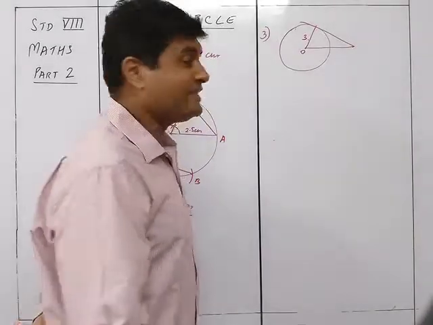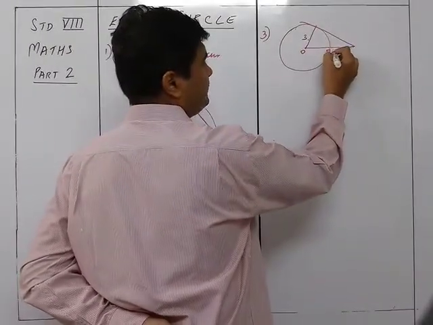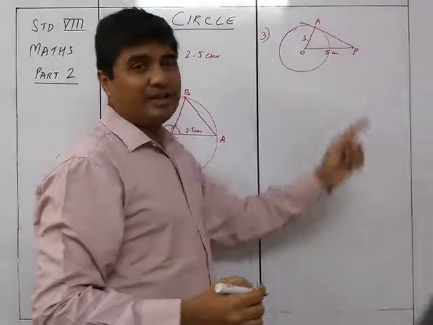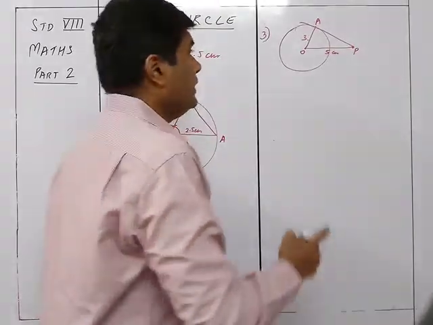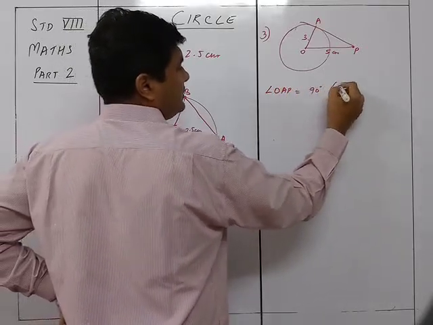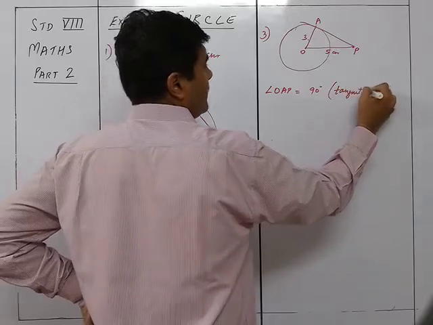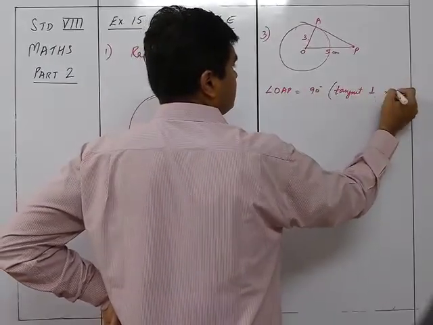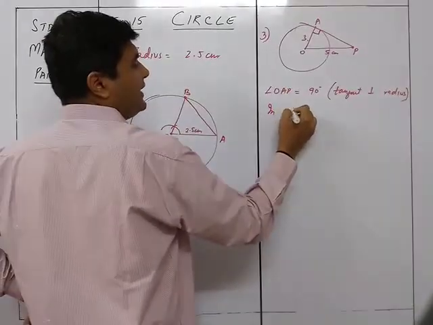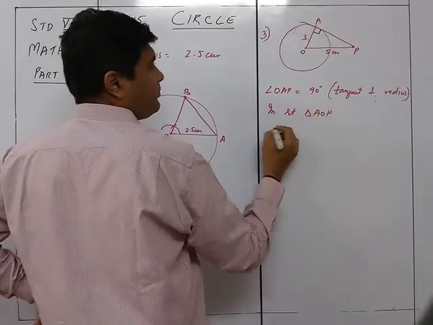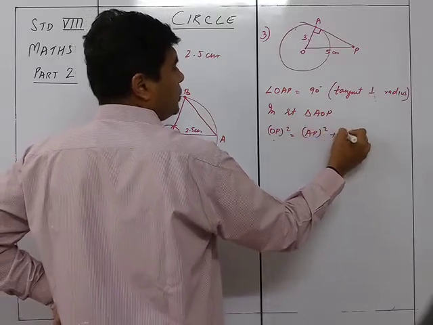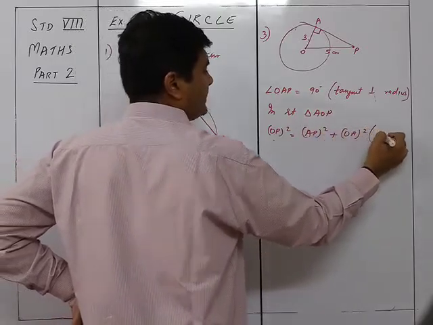From a point at a distance of 5 centimeters from the center. So from here to here, the distance is 5 centimeters. This is point P. This is point A. We need to find out the length of the tangent, that is PA. Now I know that angle OAP is going to be 90 degrees because the tangent is perpendicular to the radius. So this will be 90 degrees. So in right triangle AOP, OP square is equal to AP square plus OA square.